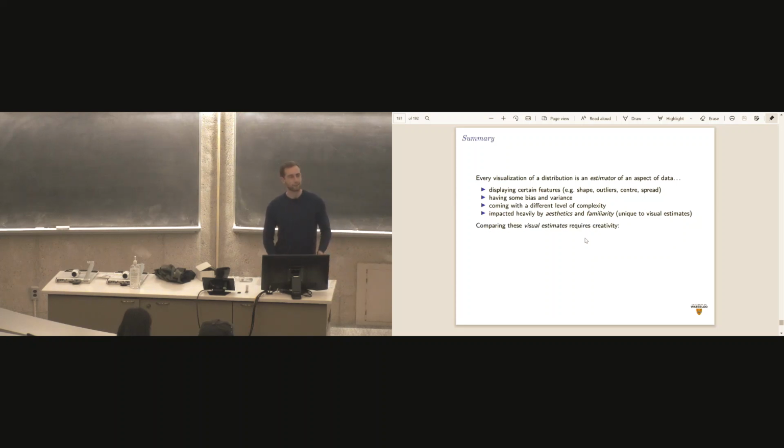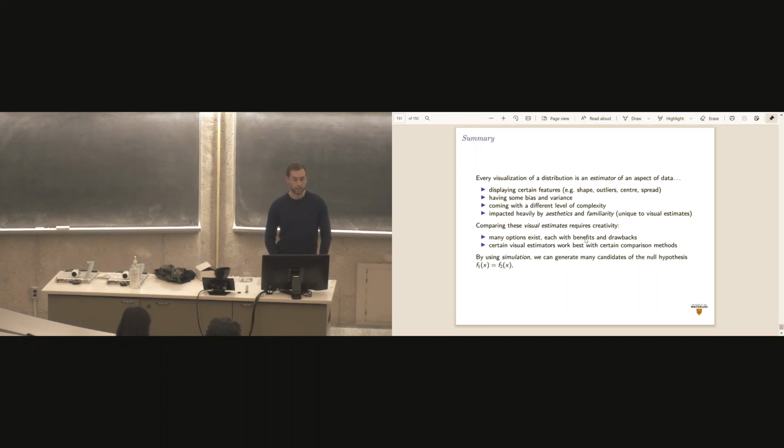But comparing these visual estimates, unlike numerical estimates, requires a lot of creativity. There's a lot of different options. Each has its own benefits and drawbacks. And certain visual estimators are going to work best with certain comparison methods. This isn't actually too different than something like numerical estimates. Ratios work better in some cases, differences work better in others.